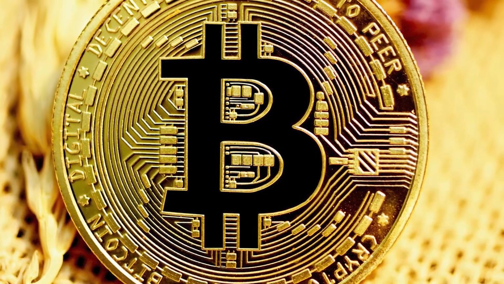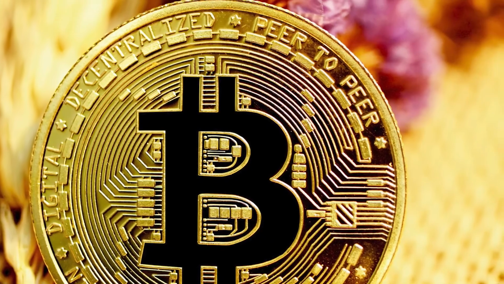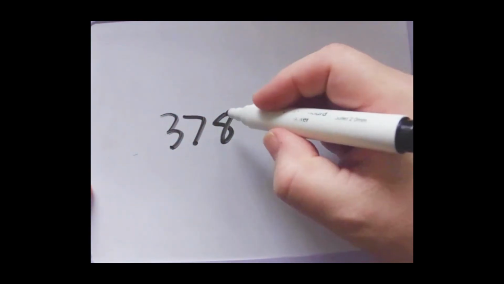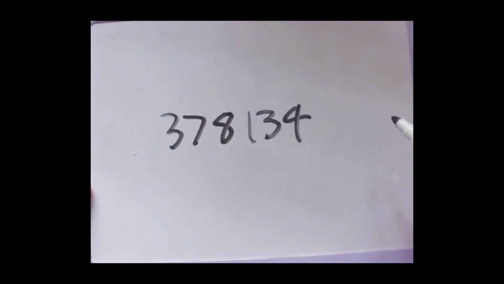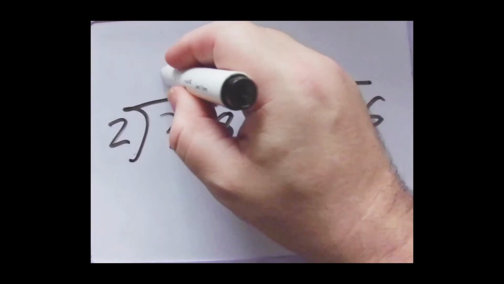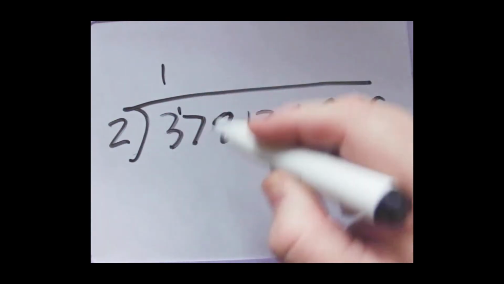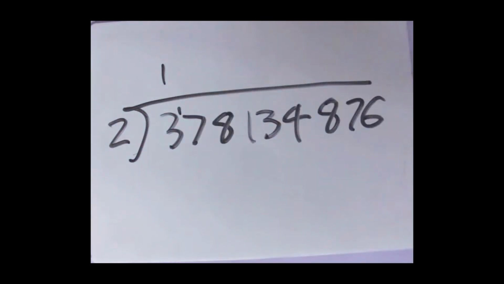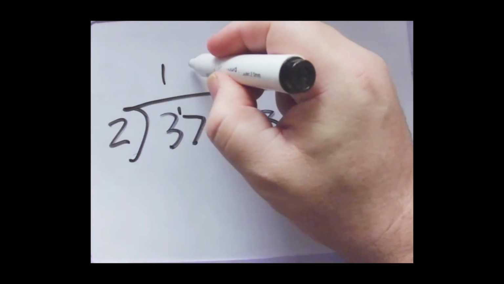let's say we teamed up and hypothetically made a killing with our Bitcoin farm, and at the end of it, we had 378,134,876 to share. But now we want to independently determine what our share should be. So 3 divided by 2 is 1 with 1 remainder. The remainder in the 7 makes 17.